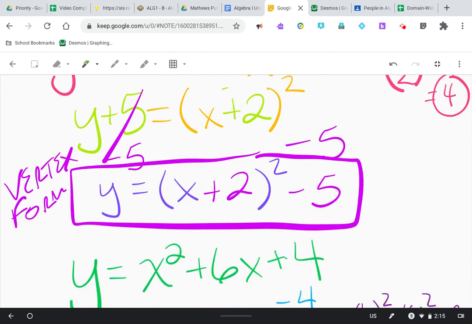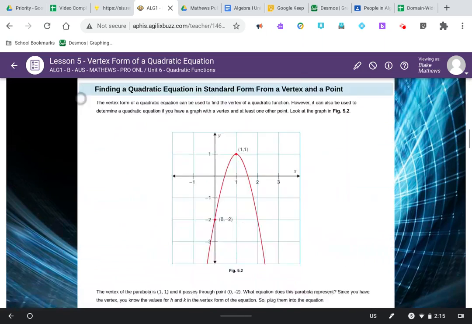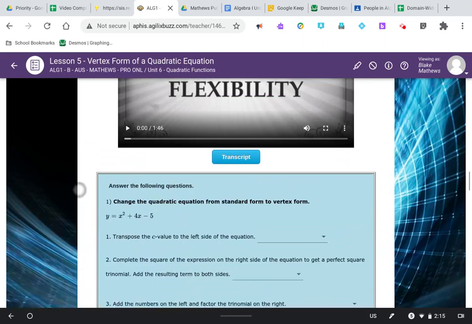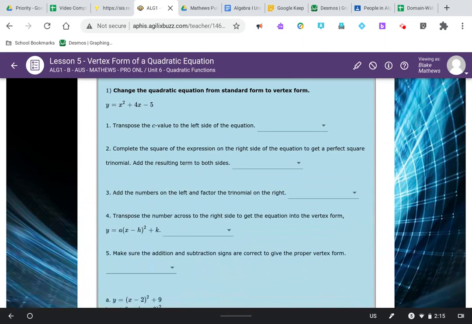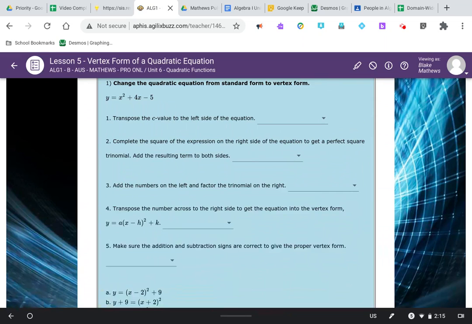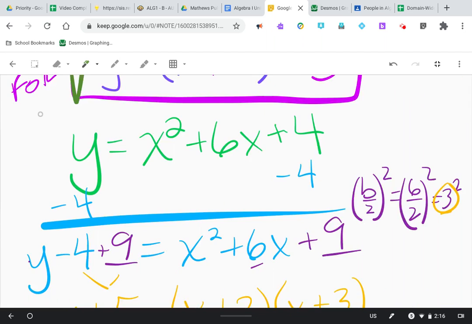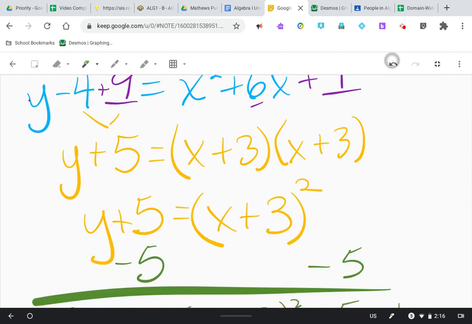All right, let's jump over to the lesson and see what we have to do here. So you're going to be doing that with the one they give you. They give you this equation right here, y equals x squared plus 4x minus 5. Follow the process. I will post the steps in the video notes, but you're going to follow the process that we just got done doing over here in our examples. So take a look at that.